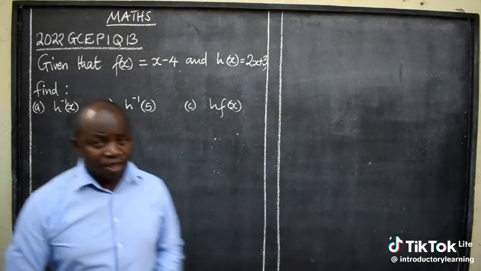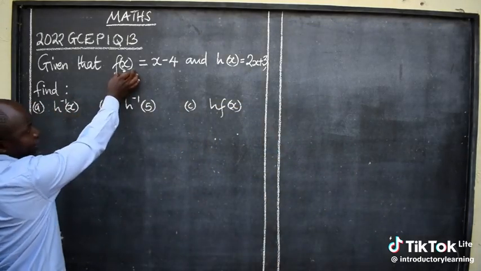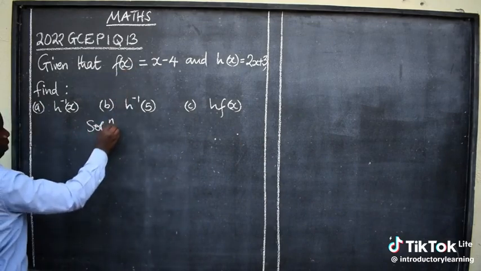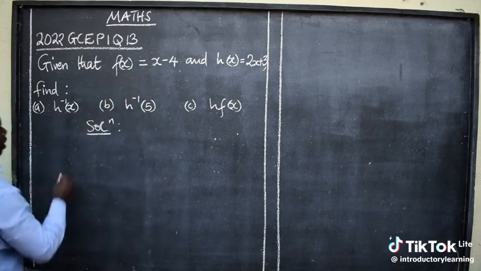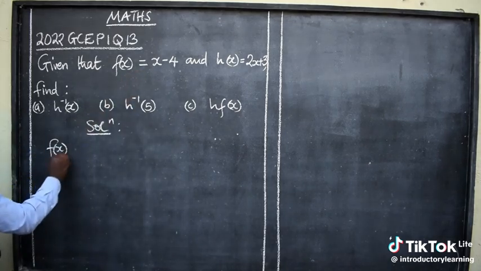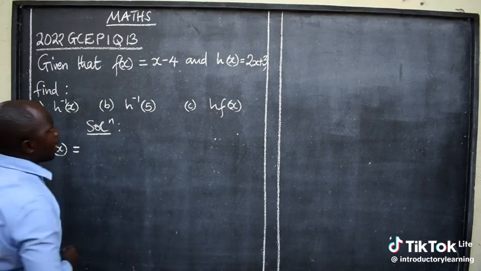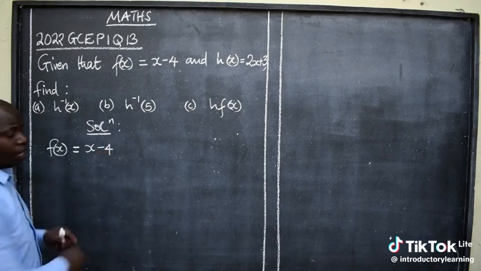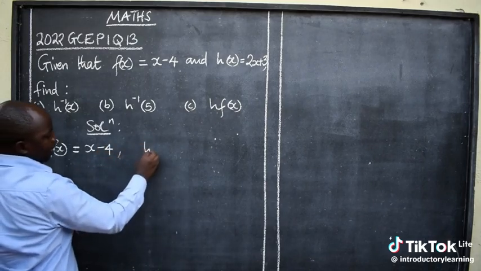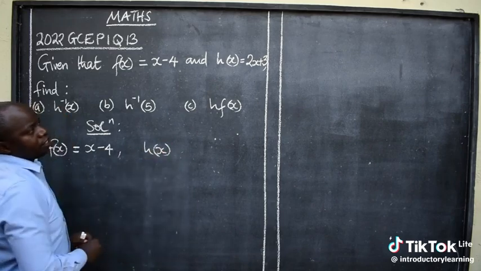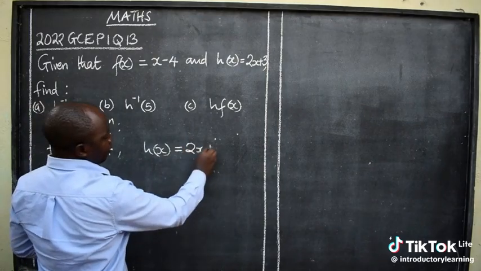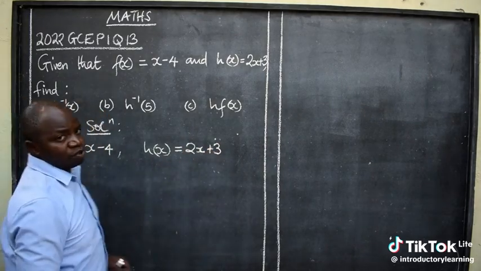We have to copy them the way they are. So we have the function f of x, which is equal to x minus 4. That is the function. The other function is h of x, which is equal to 2x plus 3. So these are the two functions.